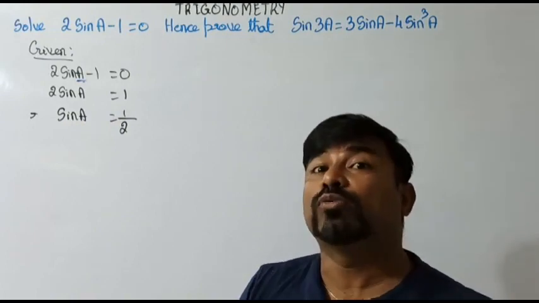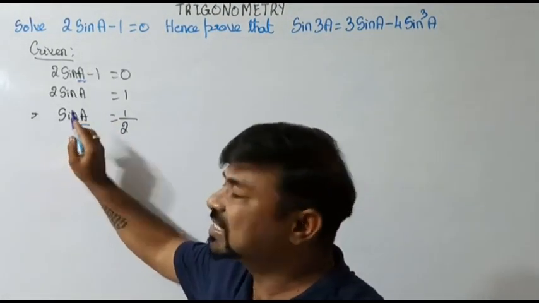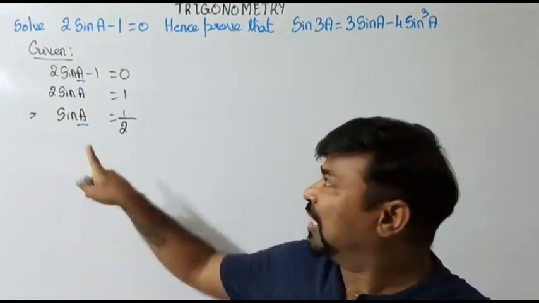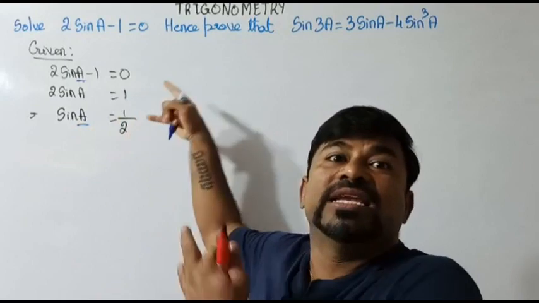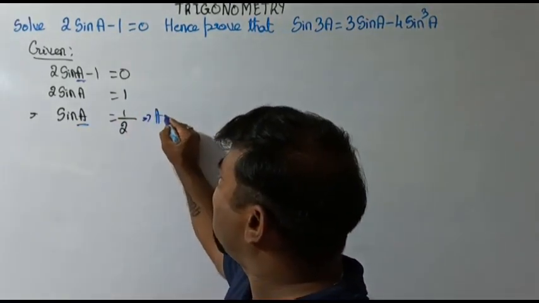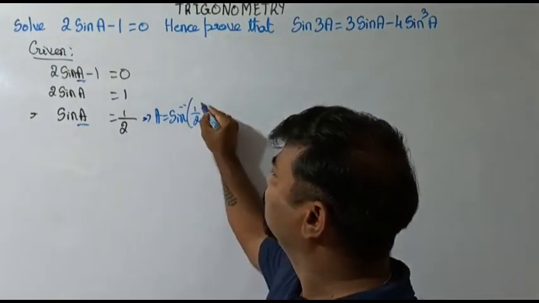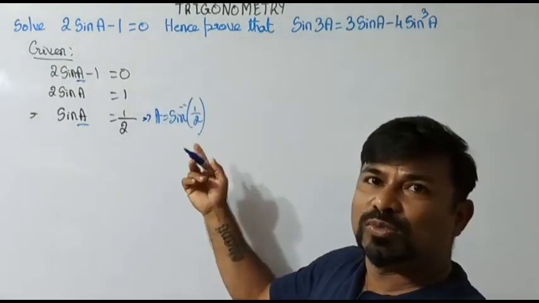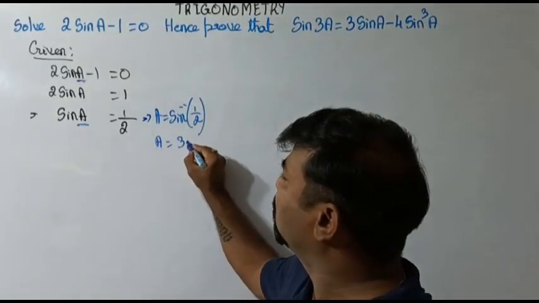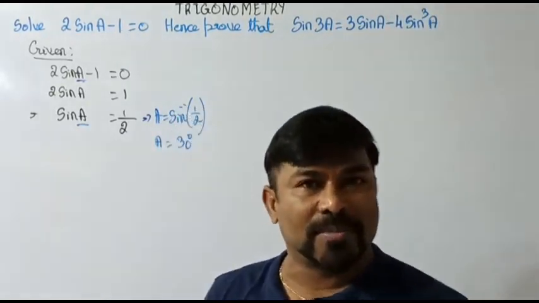But again, what we want is A. What else is there? Sin is there. So we can do this sum in two different ways. We can write A as sin inverse 1 by 2. Okay, what is sin inverse 1 by 2? If you check it out, we'll get the value of A. A equals 30 degrees. This is one of the ways, using the inverse trigonometry formula, right?